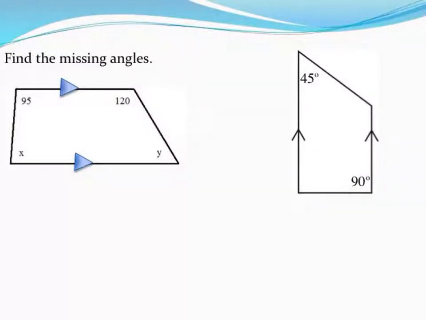For these two quadrilaterals, I can see that I'm working with trapezoids because I have exactly one pair of parallel sides. The little triangles, or little arrows, tell me that those are my bases, which are parallel. So both of these figures are just going to be trapezoids.